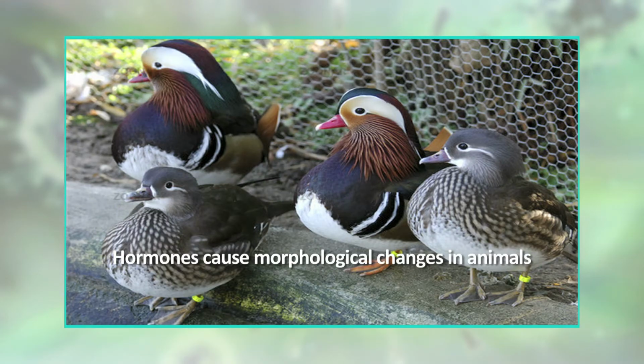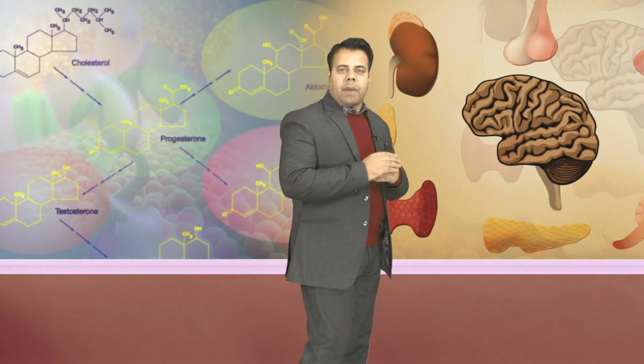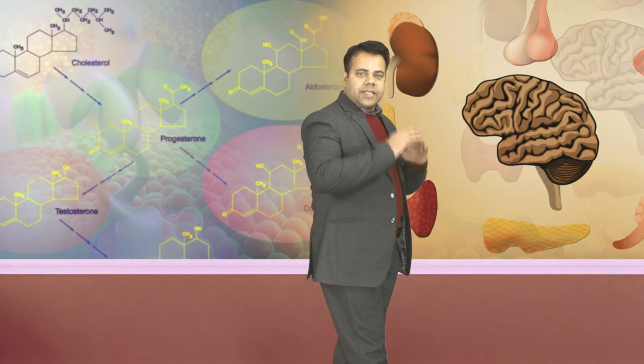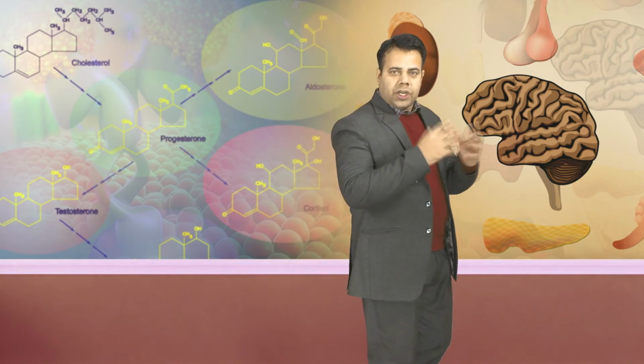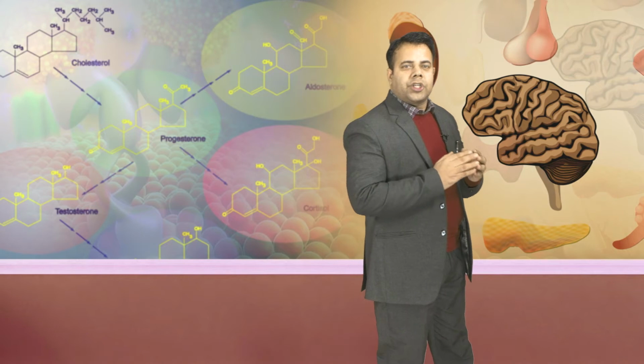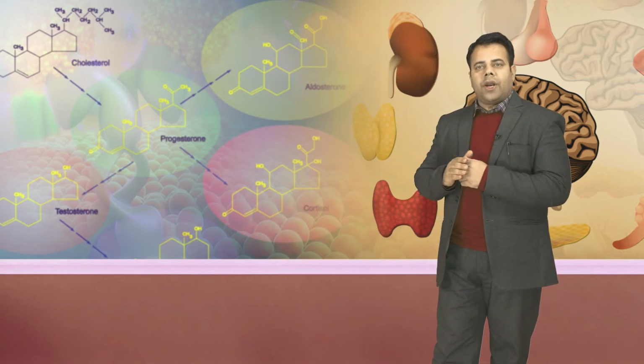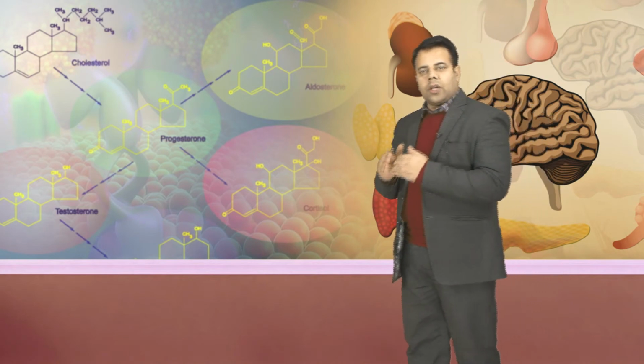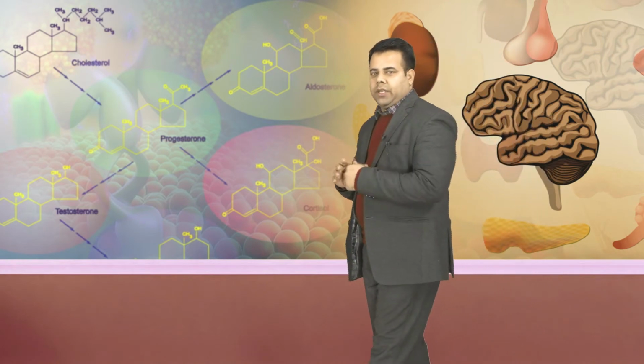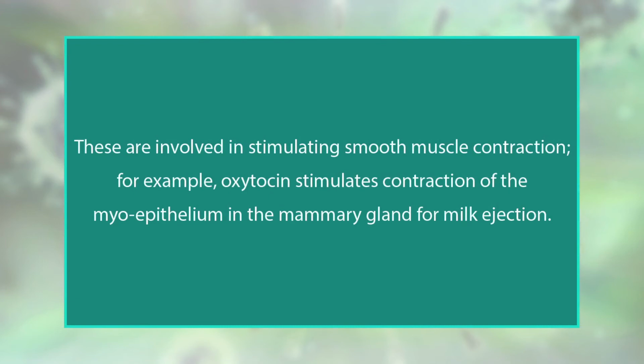Hormones can cause morphological change in organisms, such as differences in body shape and pattern between males and females. Hormones can act as mitogens to accelerate cell division or alter gene expression to trigger differentiation of cells. These stimulate the overall rate of protein synthesis or the synthesis of specific proteins.